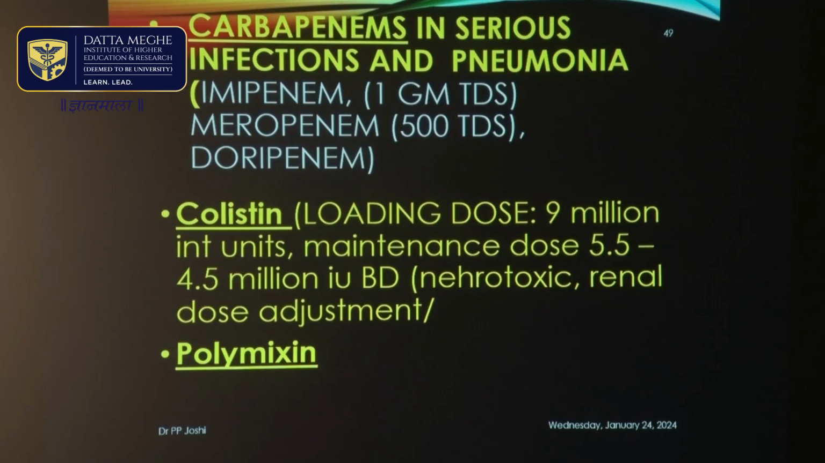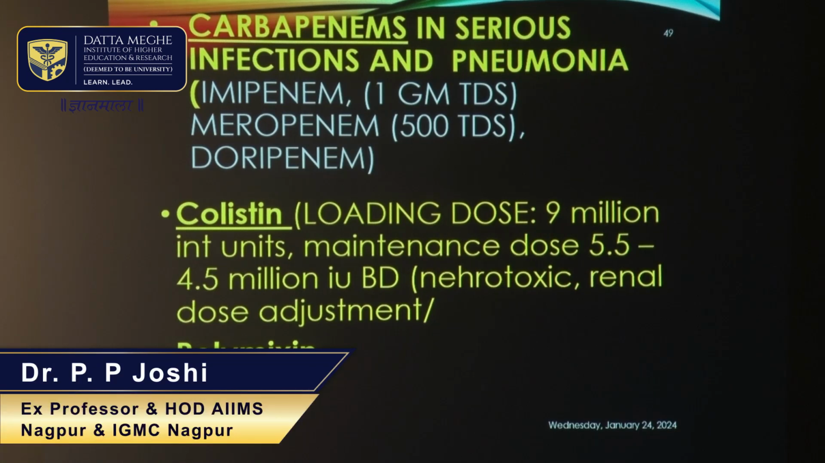In that situation, in serious infections and pneumonia, we can start with the imipenem cilastatin combination of 1 gram TDS, or meropenem 500 milligrams to 1 gram 8 hourly. Doripenem is a newer carbapenem. And for many patients who are extremely ill and who have very severe ventilator associated pneumonias, we may have to start with a much higher antibiotic called colistin, where the loading dose is 9 mega international units, and the maintenance dose is 4.5 to 5.5 mega units given intravenously twice a day.